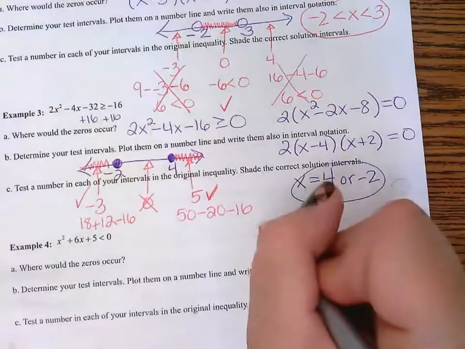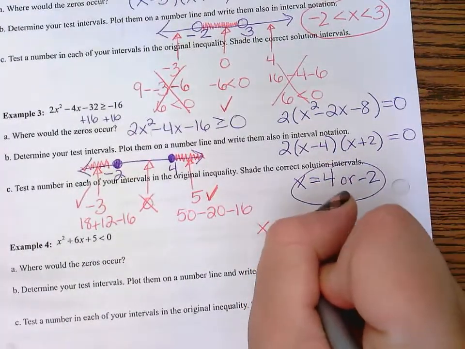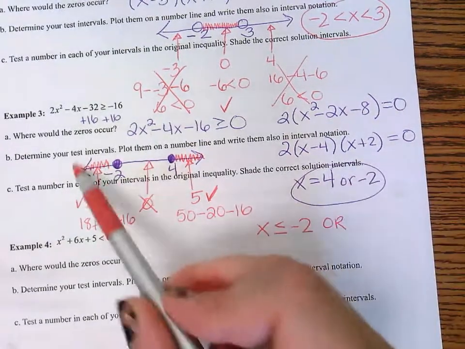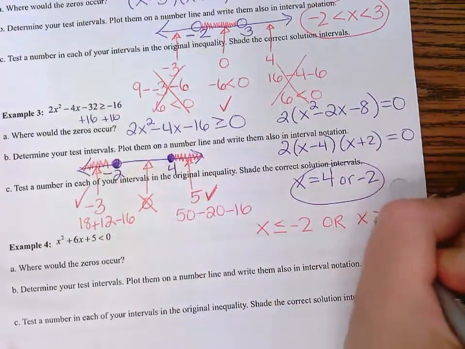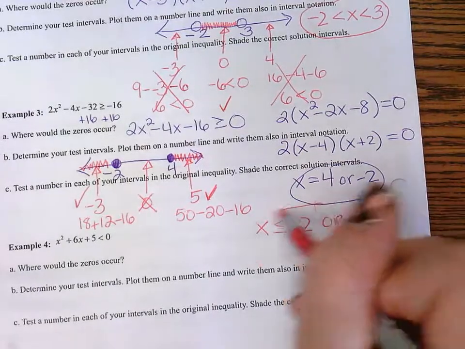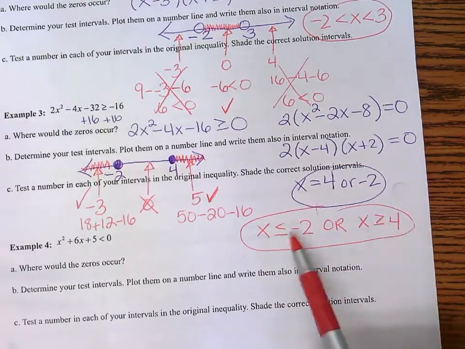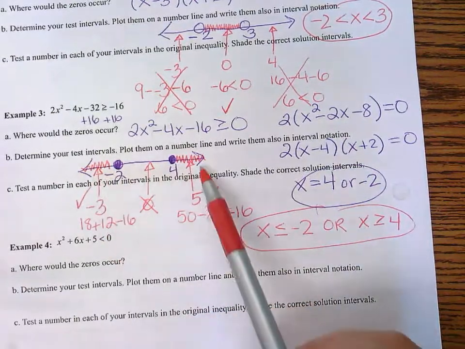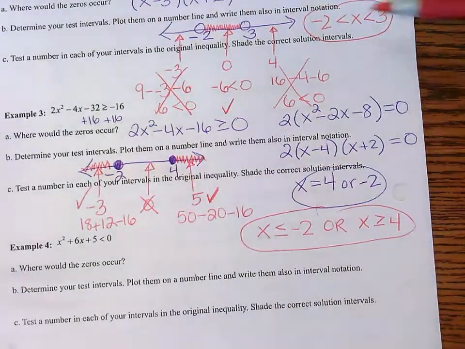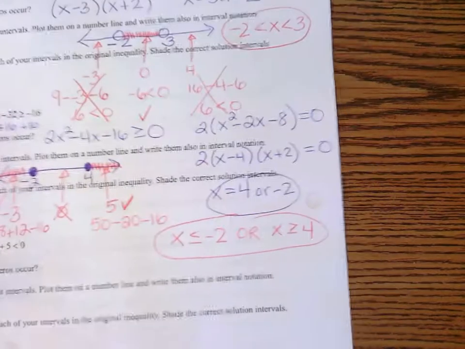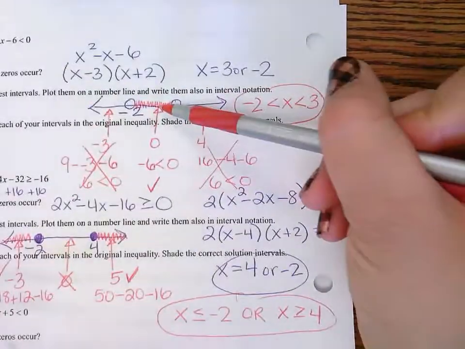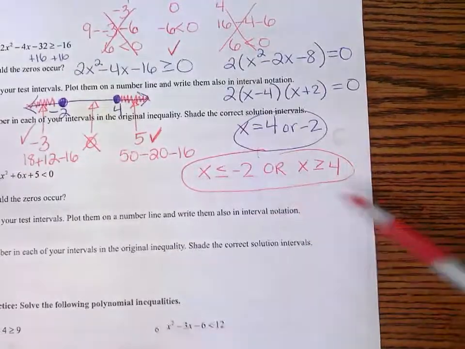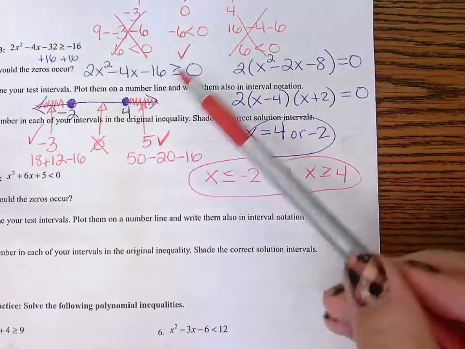X can either be less than or equal to negative 2, or over here, x is greater than or equal to 4. So I have to write two separate inequalities this time, because first I'm over here, then I jump to over here. So you only write one inequality when your situation is a sandwich, like you're in between two values. You write two separate inequalities when you're on either extreme.